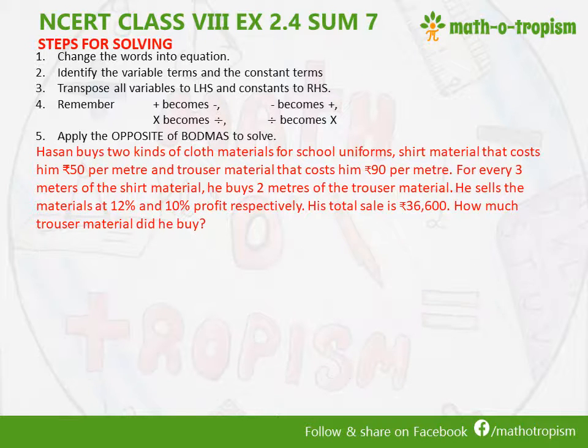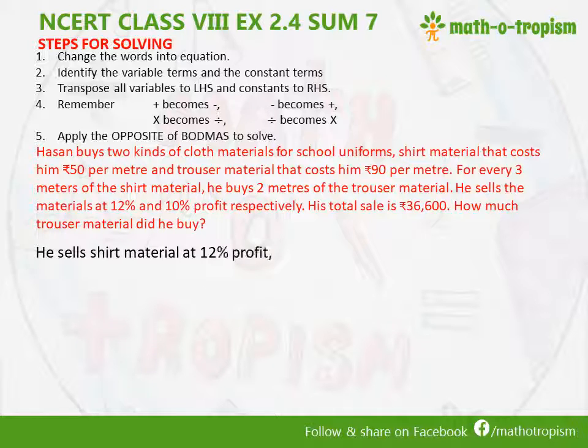He sells the shirt material at a profit of 12%. So let me take the profit percentage P1 of the shirt material as 12. Then I need to find what the selling price is. Now we'll start with the formula.